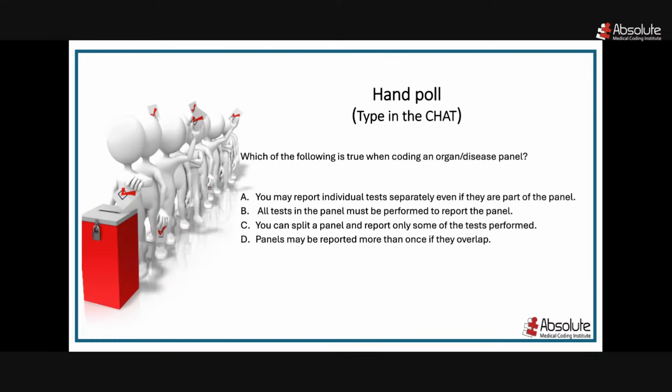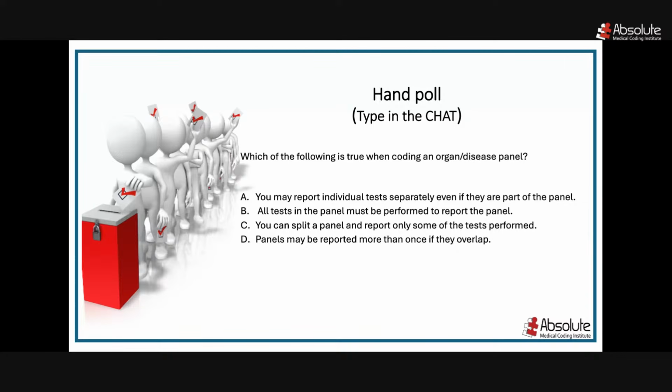First one, which of the following statements is true when coding for an organ or a disease panel? Option A, you may report the individual tests separately even if they are part of a panel. Option B, all tests in the panel must be performed to report the panel. Option C, you can split a panel and report only some of the tests performed. Option D, panels may be reported more than once if they report. So which of the following statements are true?